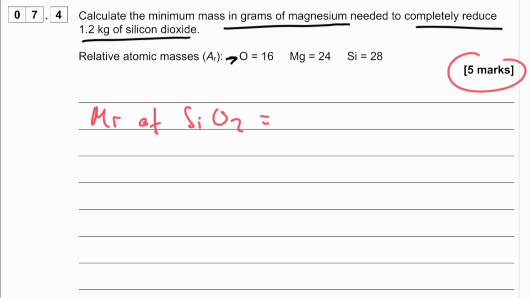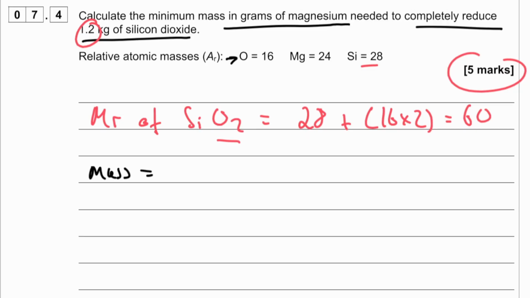That's going to be equal to the atomic mass of silicon, so 28, plus 2 times the atomic mass of oxygen, so we've got 2 oxygen atoms. So 16 times 2. And you can put that into your calculator, you should get 60. Now we've got the molecular mass and we've also got the actual mass of 1.2 kilos. So the formula that relates these together is mass is equal to Mr multiplied by moles. So we want to work out the number of moles, so we can rearrange: moles is equal to the mass over the Mr.